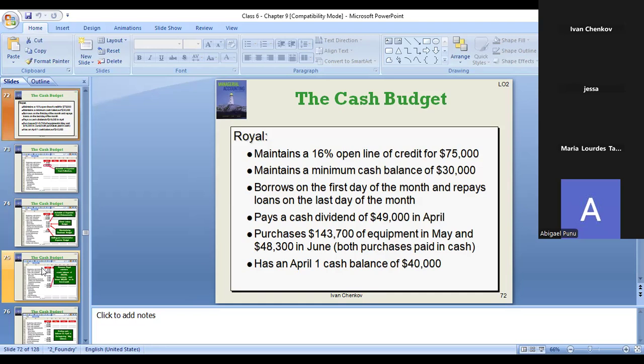They pay a cash dividend of $49,000 in April, which we have to incorporate in our calculation. They purchase equipment in May for $143,700 and more equipment in June for $48,300, which they pay with cash. And in April, they started with $40,000 cash.